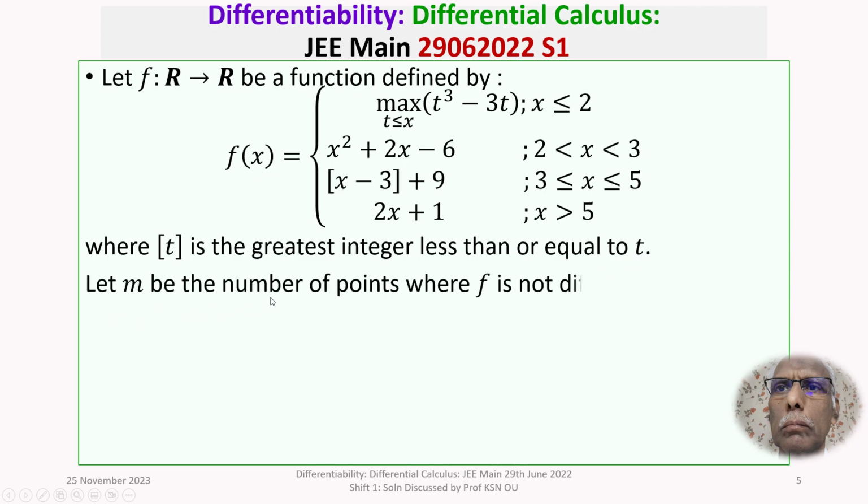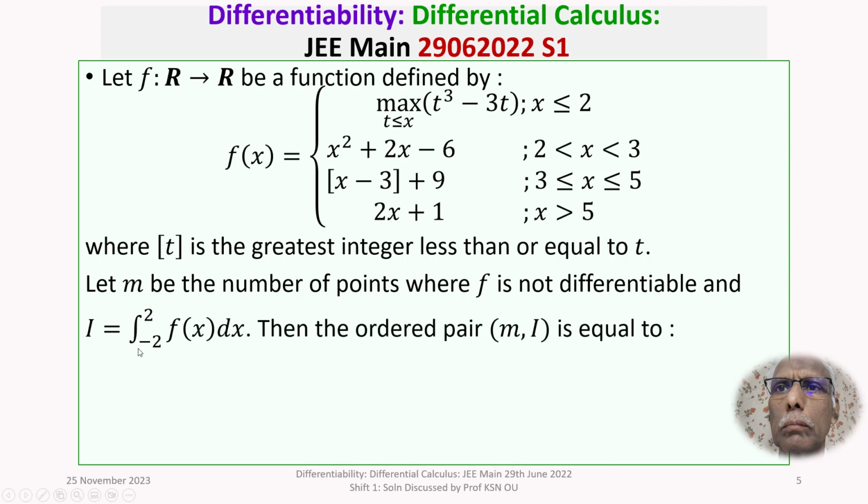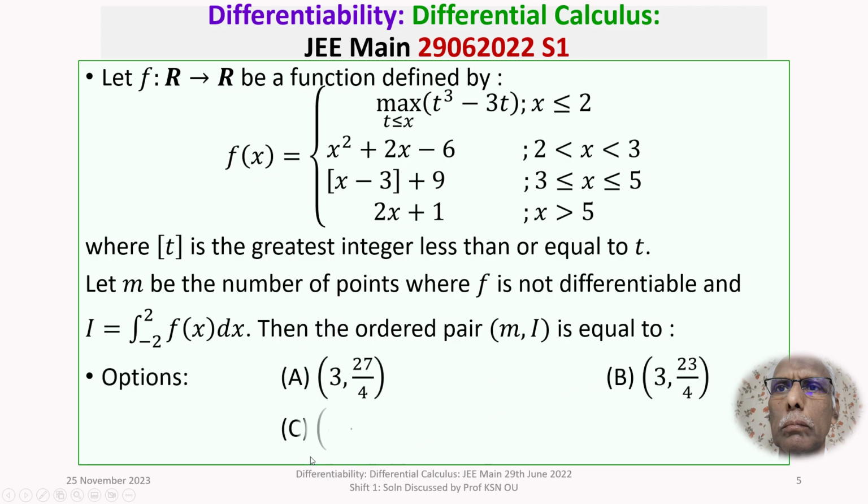Let m be the number of points where f is not differentiable and I is the definite integral given by integral from minus 2 to plus 2 of f of x dx. Then the ordered pair m comma I is equal to, we are given four options, option A, option B, option C, option D.